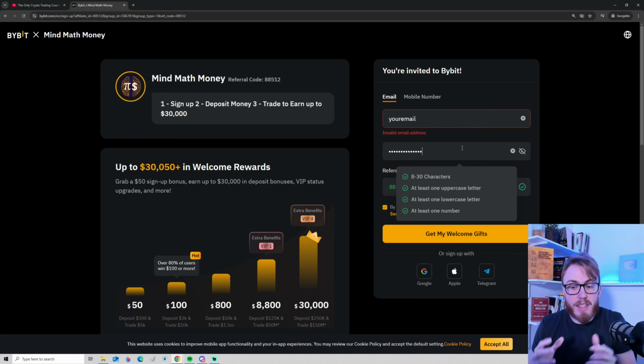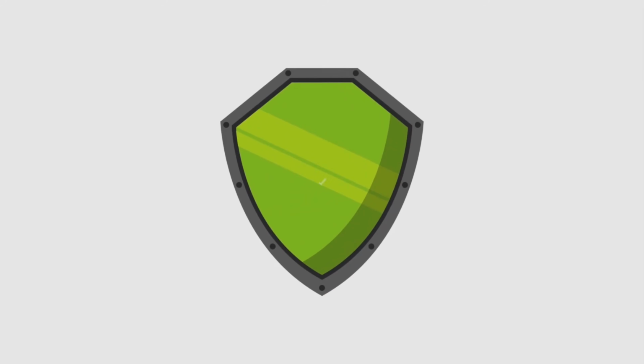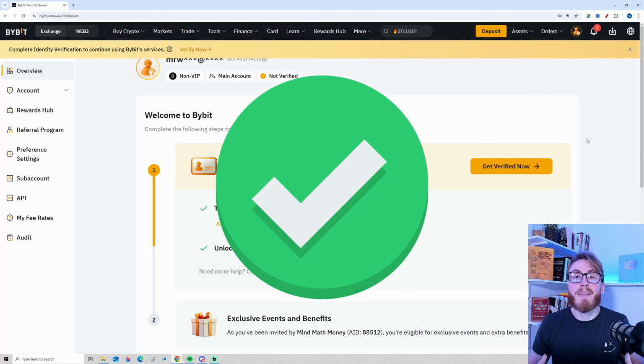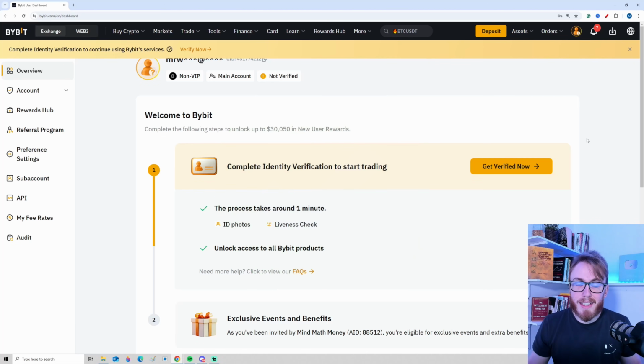All of these points are to make sure that the account is secure. And later on in this video, I will show you guys some very important steps you can take to make the account even more secure. But for now, this is all you need to create your account. After that, you will get a simple email or text message to verify. And then, just like that, your account is created.